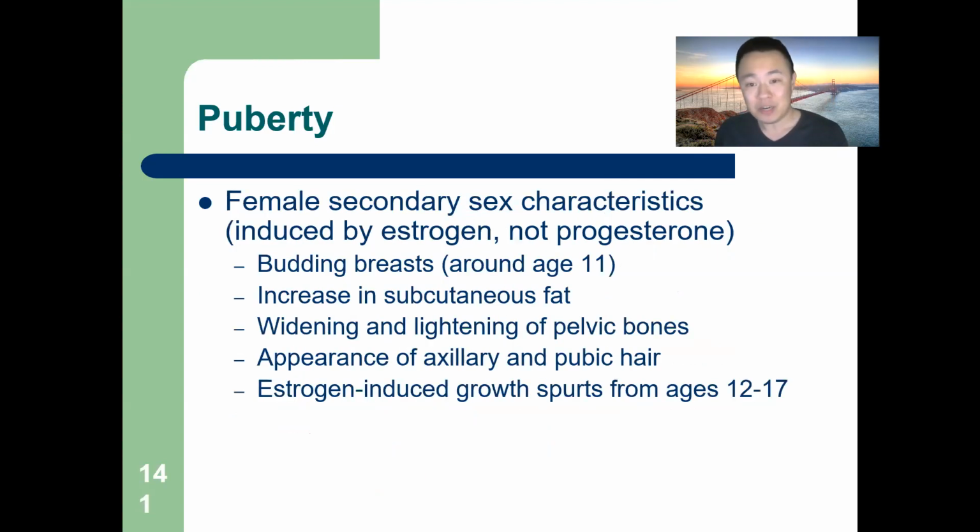Now, female secondary sexual characteristics here, which are induced by estrogen and not progesterone, include the budding of the breast tissue at around age 11, increase in subcutaneous fat, the widening and lengthening of the pelvic bone, the appearance of axillary and pubic hair, and also an estrogen-induced growth spurt from the ages of 12 to 17.